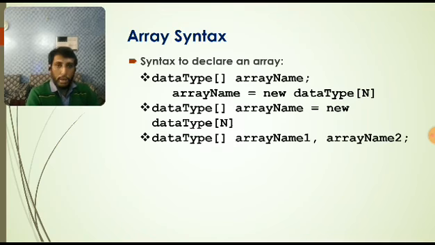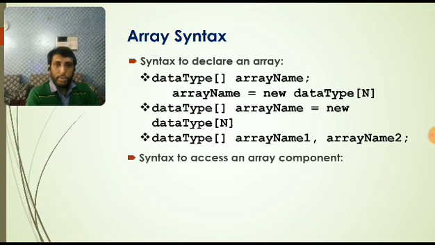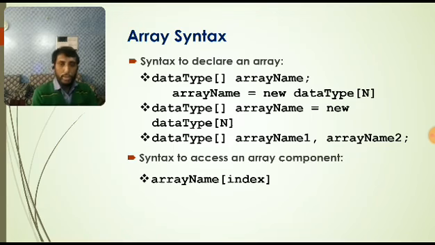Now data type, array name 1, array name 2. So if you want to declare multiple array names, then you can declare it like this. So syntax to access an array component. Whenever we want to access the component or the values from the array, then we should write the array name and the index number. Suppose it is on position number 3, then we should access from 3, and if it is on 4, then you should access from 4. So this is what this syntax is showing.